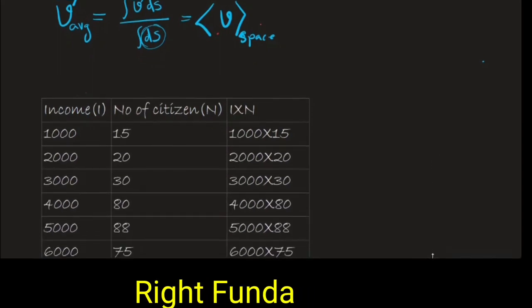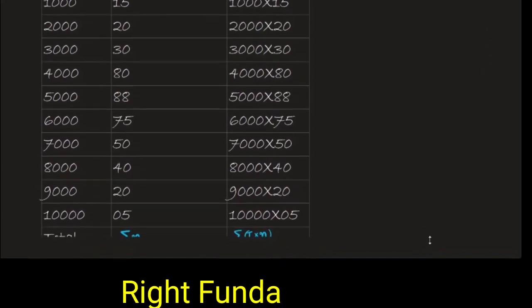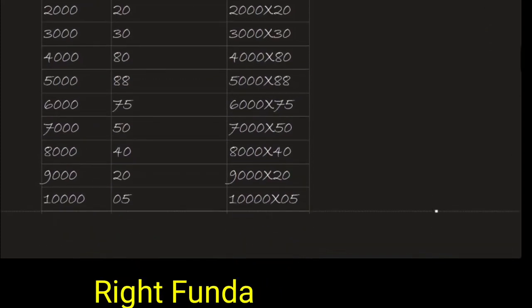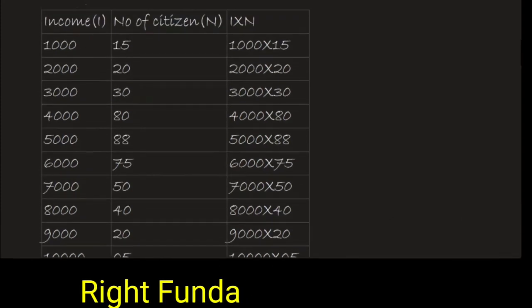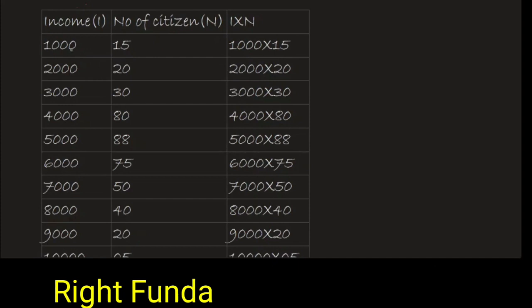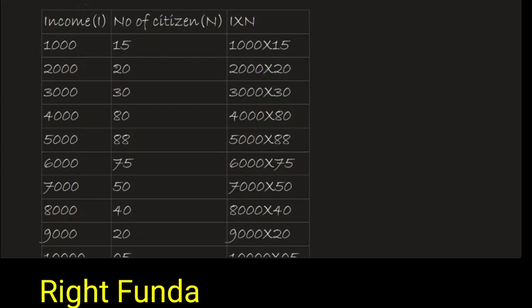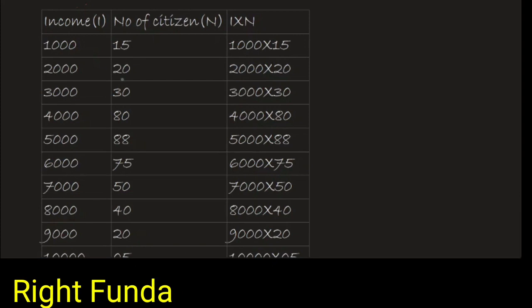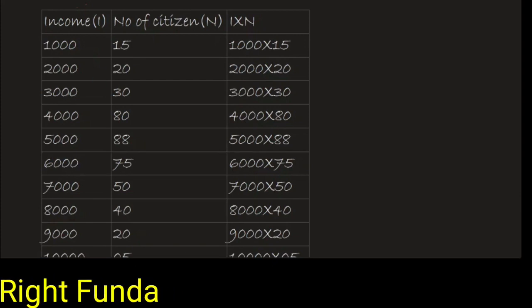When we want to find the average or per capita income, what we do is in one column we write the income and in another the number of citizens. Suppose 15 people have an income of 1,000 rupees, 20 people have 2,000 rupees, 30 people have 3,000, like this.